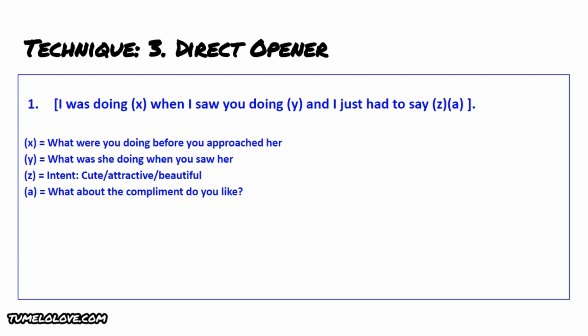Explain to her so she knows exactly why you are approaching her, why you find her attractive. Because it's one thing to find her attractive, but it's another thing to actually tell her why, what it is about her that makes you find her attractive. And this is where the A part comes into play.